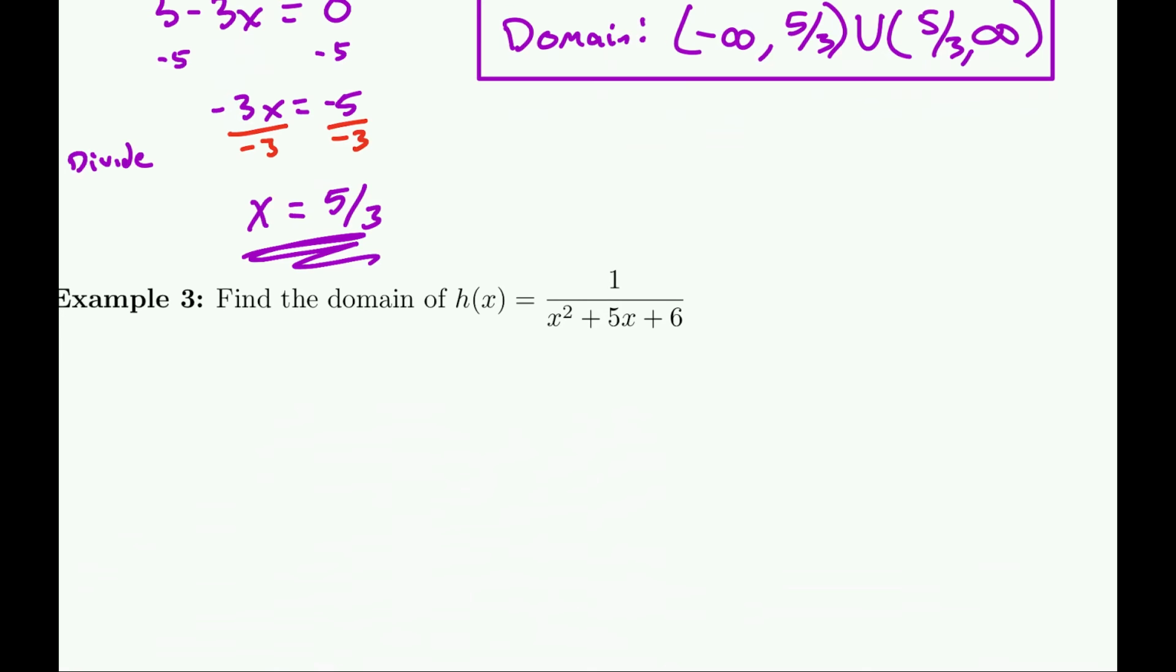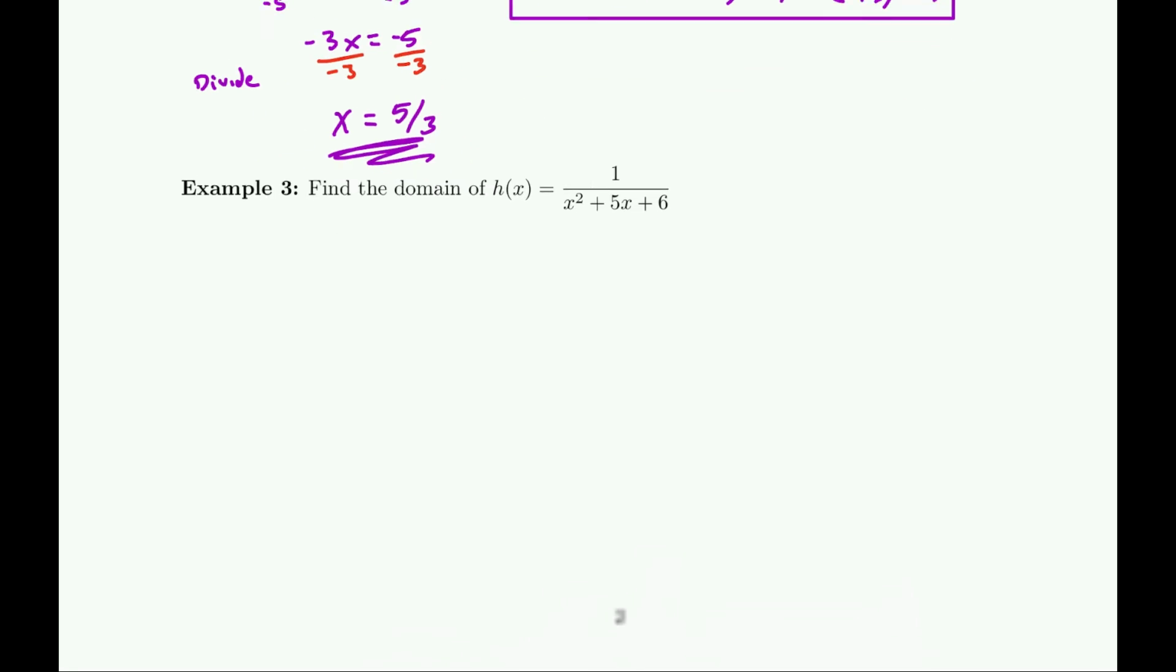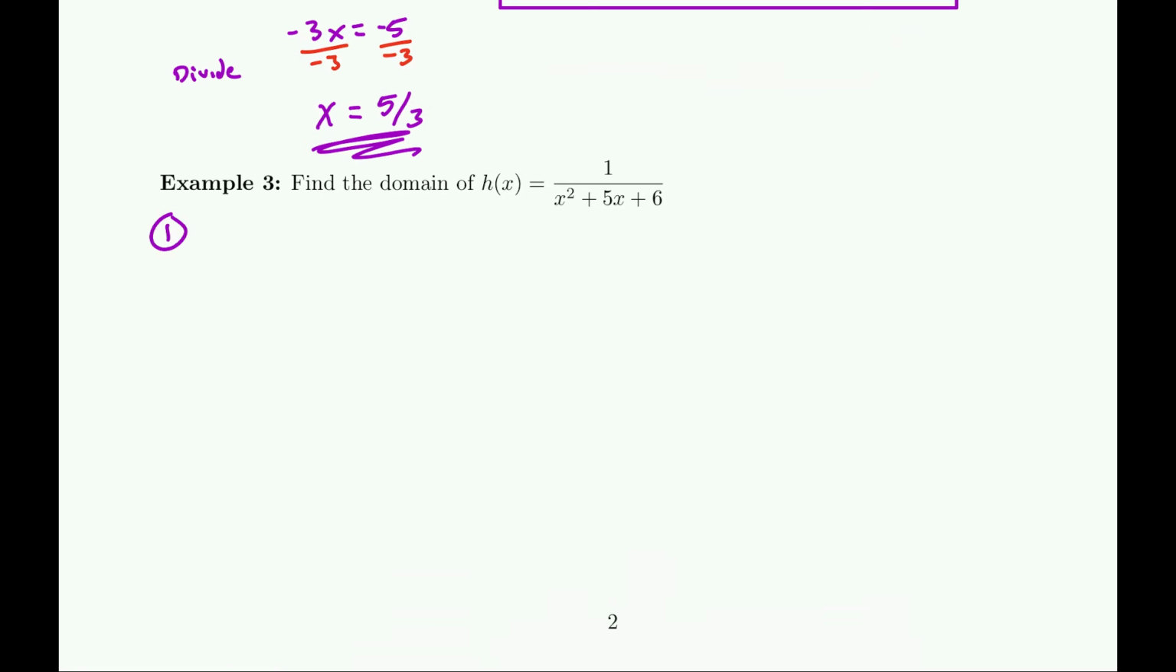Find the domain here. Now, they can put whatever they want in the denominator, and it's up to you to figure out what x values are going to make this 0. You can do it by hand, but you could also do it with a computer. So to do this, we should again set the denominator equal to 0: x squared plus 5x plus 6 equals 0.